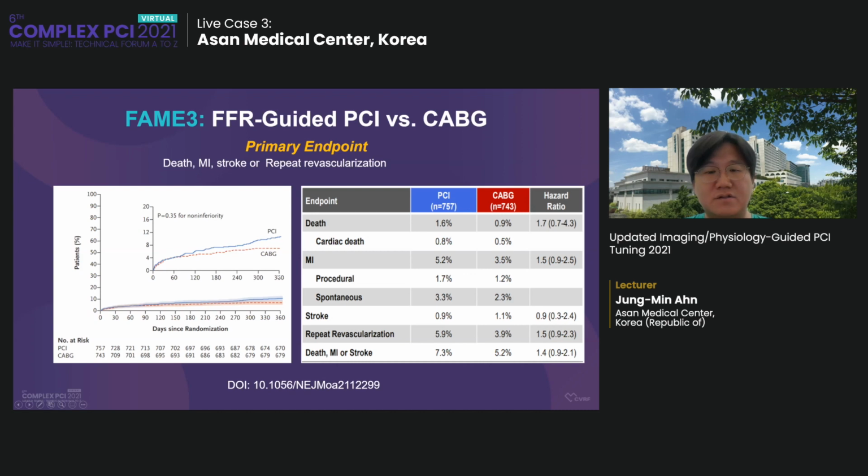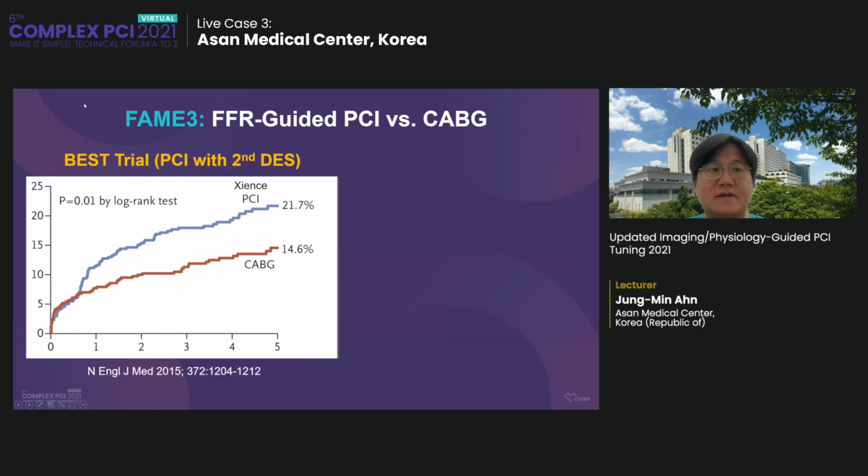to bypass surgery. Look at the individual endpoints: death, MI, stroke, repeat intervention. For death, MI, stroke, the difference was statistically insignificant, but numerically higher in the PCI group. Why did it happen? It is a very similar result to the BEST trial. The BEST trial was published in NEJM. The BEST trial compared PCI with second-generation DES, giant stent, with bypass surgery in a multivessel disease population.